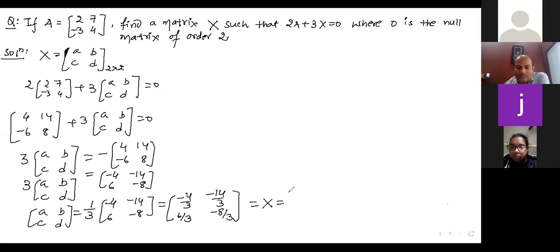Why is it 1 upon 3? The 3 on the left hand side I have in the numerator, other side when it goes it comes in the denominator. So for that you have to put 1 by 3? Yes. Okay, thanks, sir. So matrix X that we have is minus 4 by 3, minus 14 by 3, 2 and minus 8 by 3.